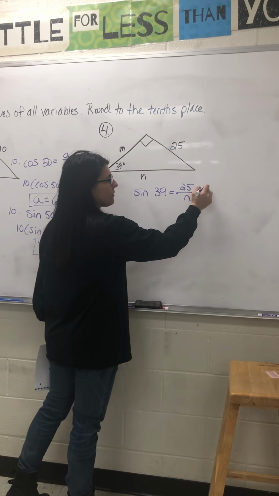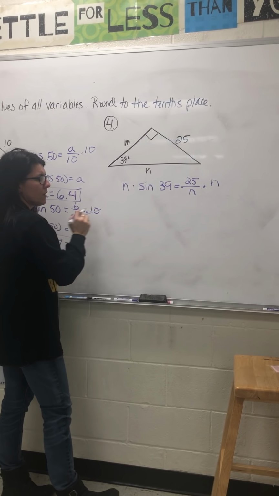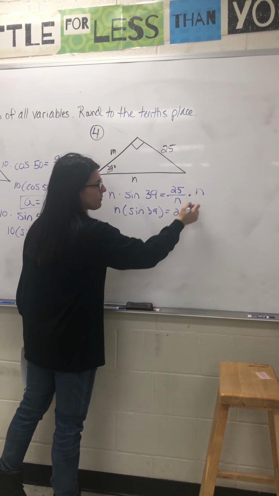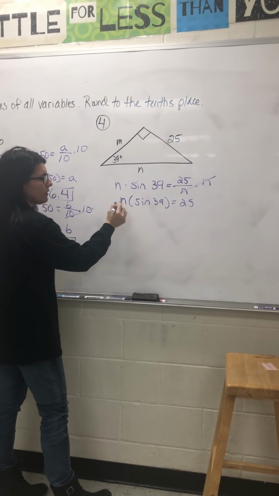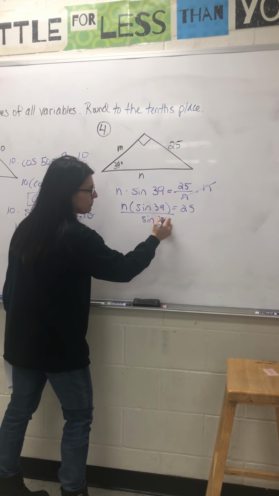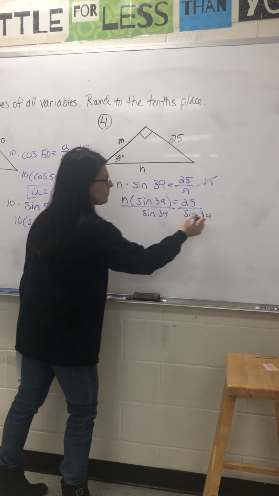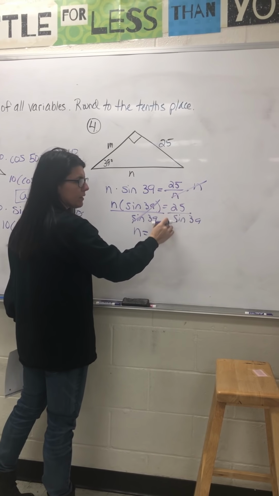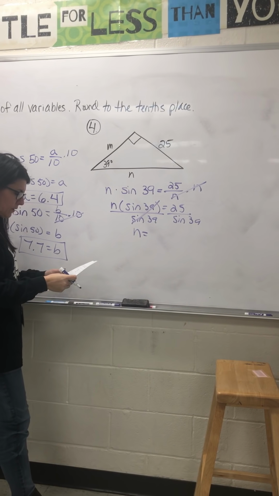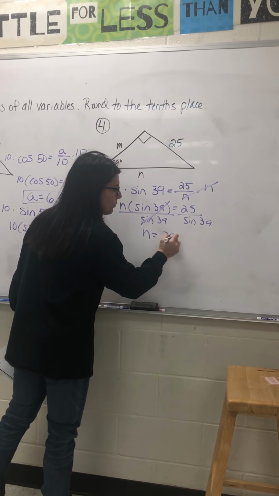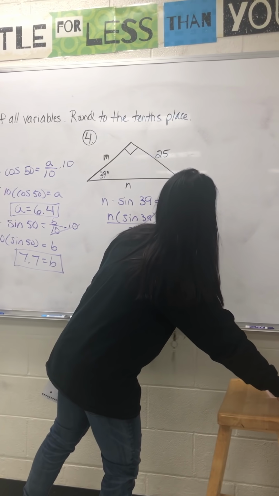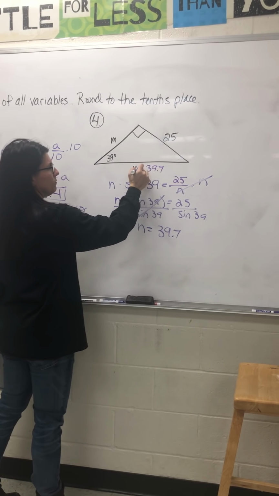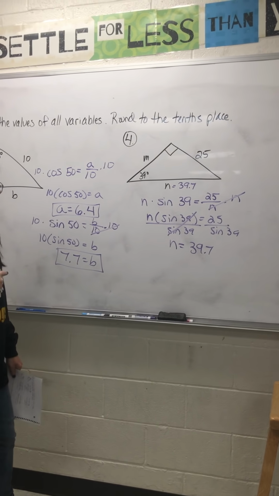So to solve this, we're going to get the n out of the denominator first. On the left, I have n times the sine of 39 equals 25, because these n's cancel out. On the left, I'm going to divide by the sine of 39. The sine of 39's cancel. This is what you put in your calculator. 25 divided by the sine of 39, which gives me 39.7. So now that I know 39.7, I can use that for my next step.